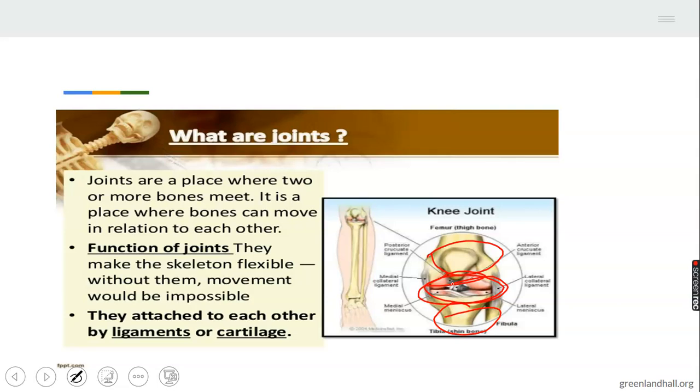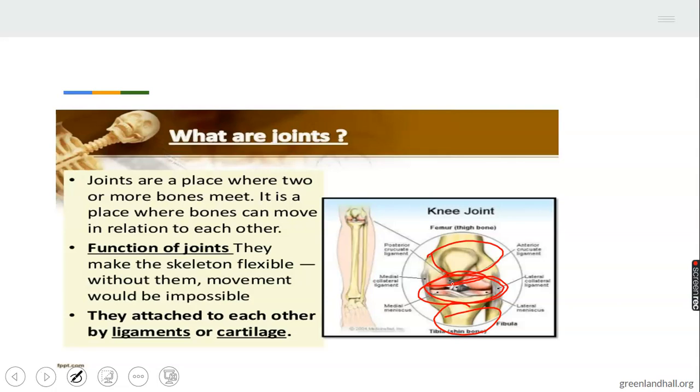It is a place where bones can move in relation to each other. Okay? You can move your arms. If you move your arm upward, downward, upward, when you move your arms like that, what happens? The joint is the one helping you to move your arm. What do joints do? They make the skeleton flexible.